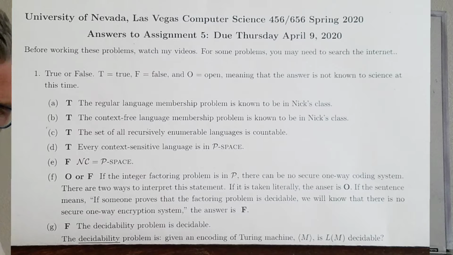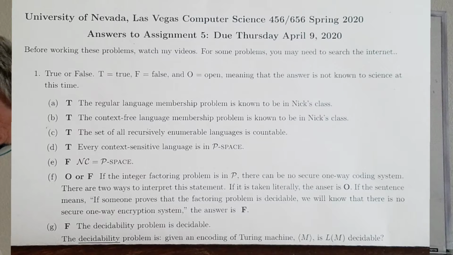However, it's known to be true. You can find it out there. Actually, I'm not sure you can find it, because I could not find it on the internet. I had to send email to an expert to get an answer.